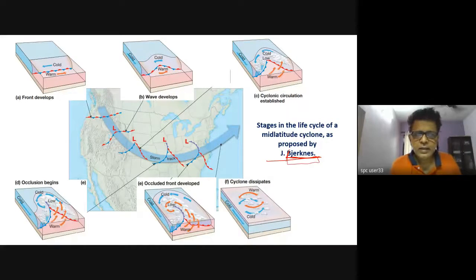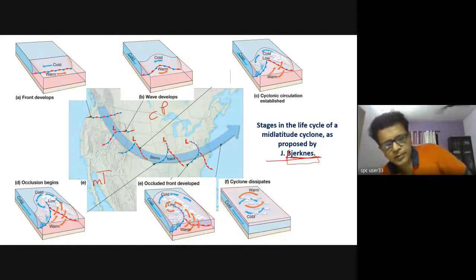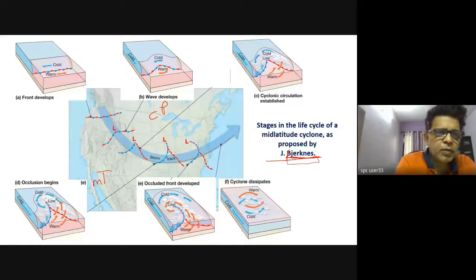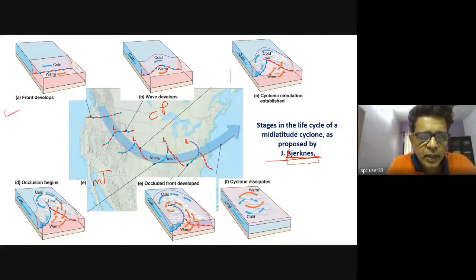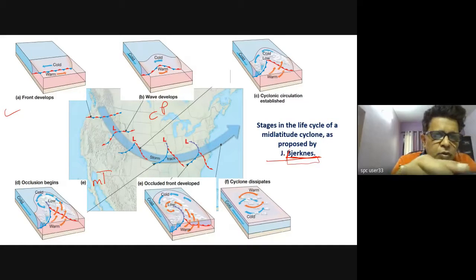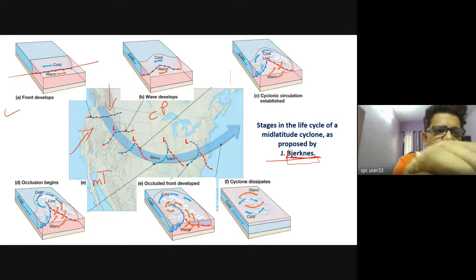You'll see that the players in this are going to be the continental polar air mass, and of course the maritime tropical air mass. What happens? We start point by point. Let us start with A. At point A, you have cold air coming from this part, and warm air coming from this part. They meet each other along this line, which is called the front.